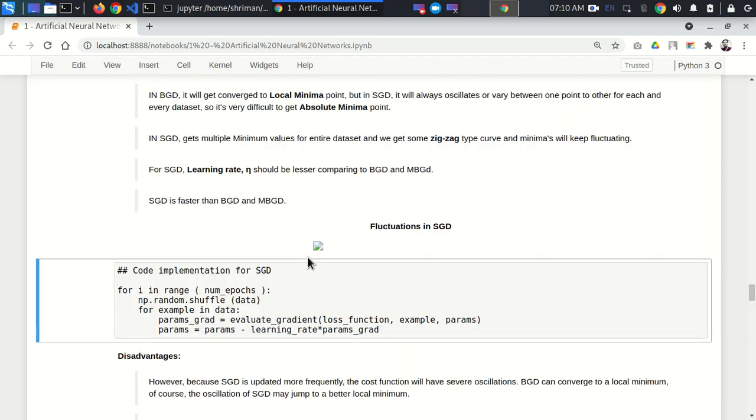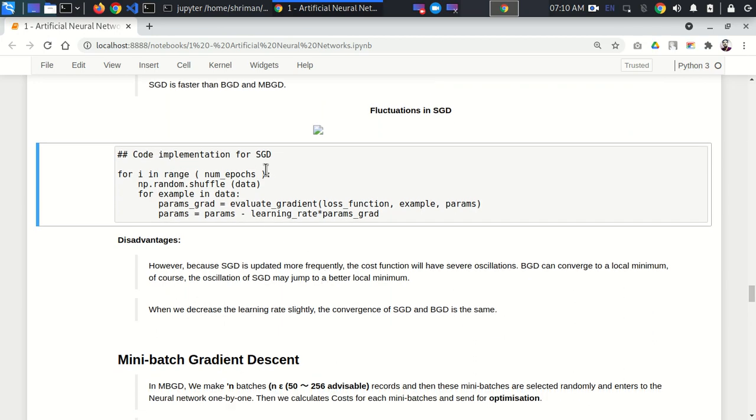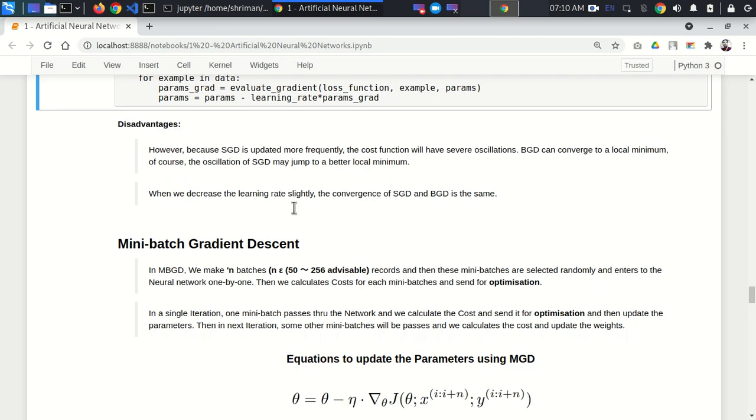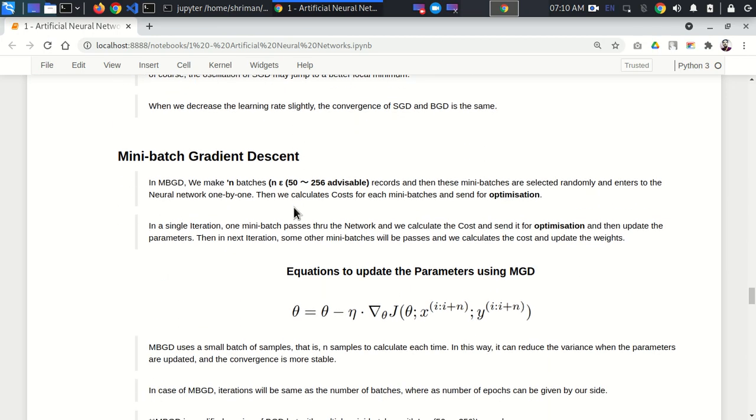Now guys, in terms of implementation for SGD, you can go in this way, but again its class will also be available in TensorFlow or Keras, and you can use it directly.